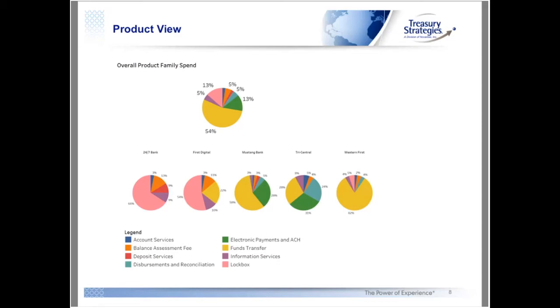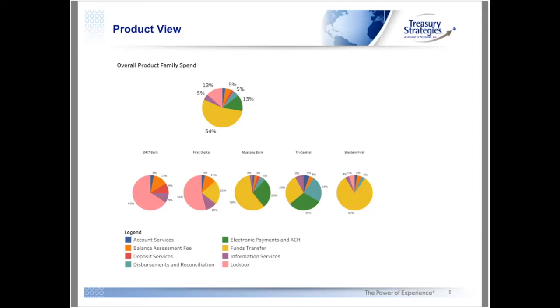Mustang Bank and Western First have the lion's share of the funds transfer business, and the electronics and ACH services seem to be Mustang and Tri-Central. In fact, if you look at this, you see Tri-Central has a little bit of everything here. The idea of these reports is to give you a quick visual image of how everything breaks out and how your services are allocated by bank.